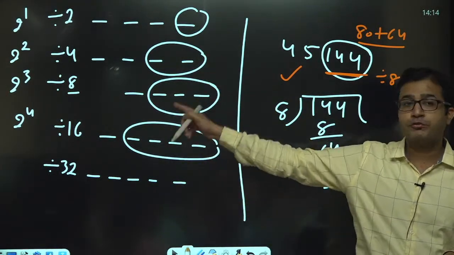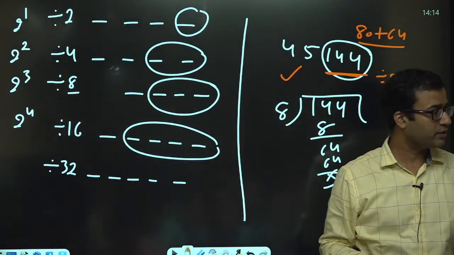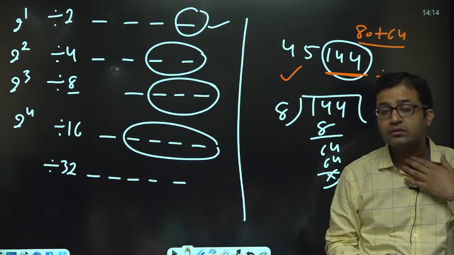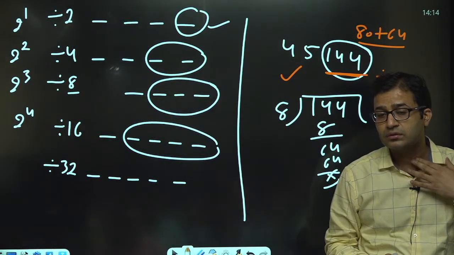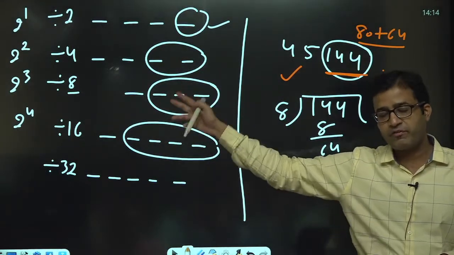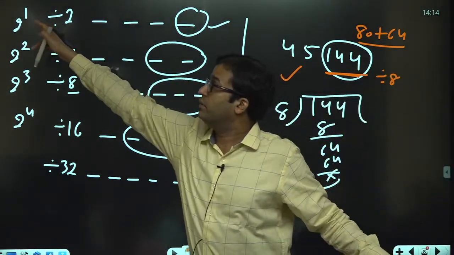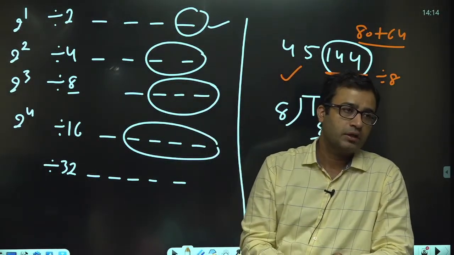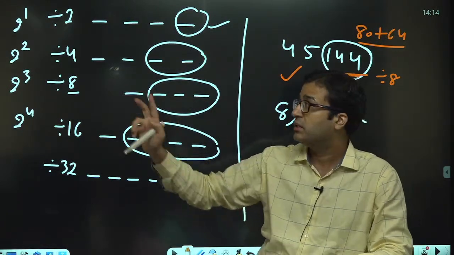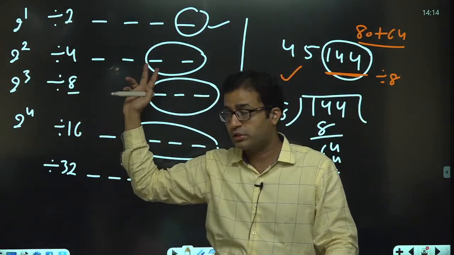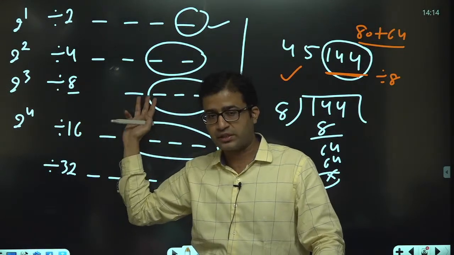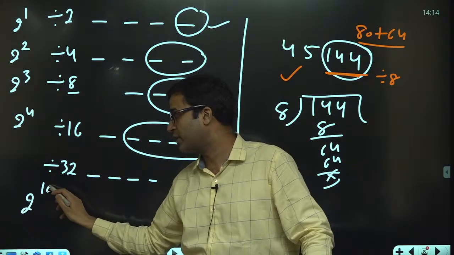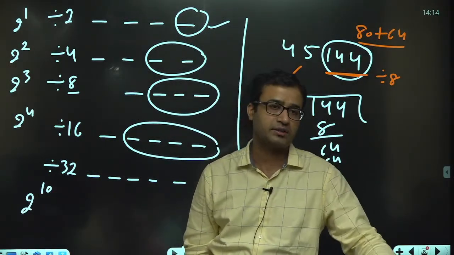Is this family of 2 clear? We can find the remainder also. In the family of 2, this power tells you how many digits you have to check. It is called the family of 2. If it is 2 to the power 1, you check the last digit. If 2 to the power 2, you check the last 2 digits. If it is 2 cube, you check the last 3 digits. If it is 2 to the power 4, you check the last 4 digits. If it is 2 to the power 10 divisibility, you have to check the last 10 digits.